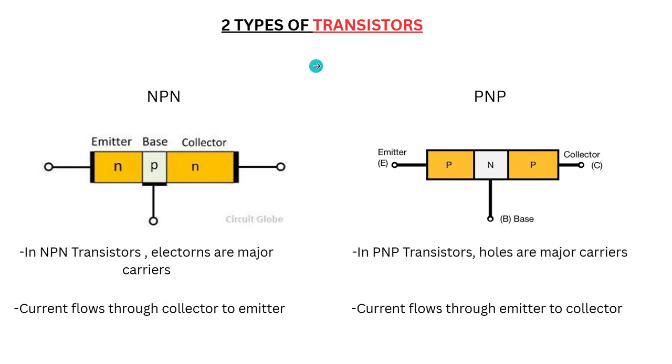Let's talk about the two types of transistors, NPN and PNP. In an NPN transistor, electrons are the major carriers, and the current flows from collector to emitter, while in a PNP transistor, holes are the major carriers, and the current flows from emitter to collector.